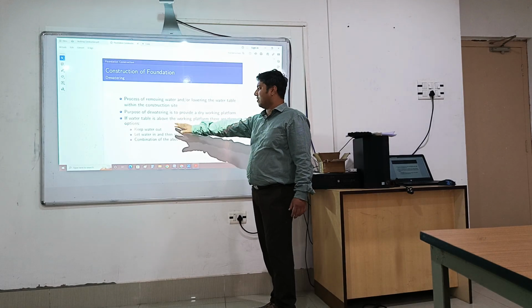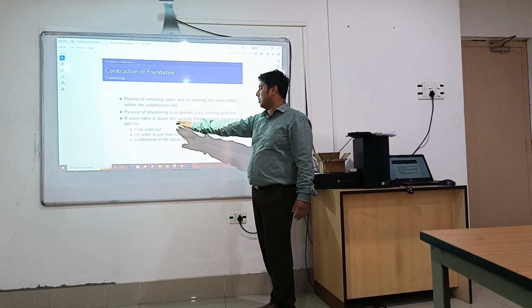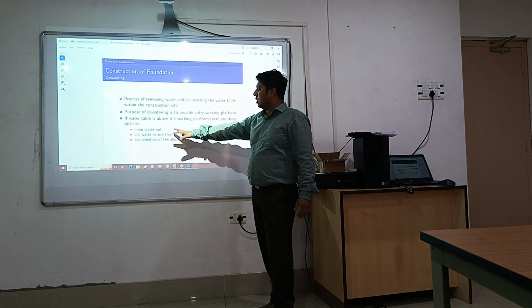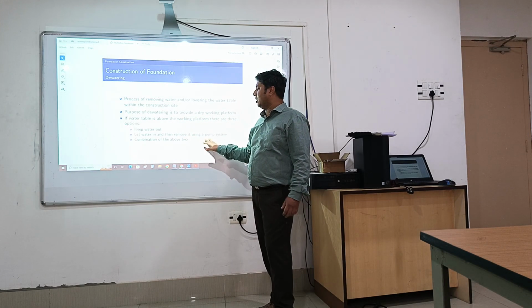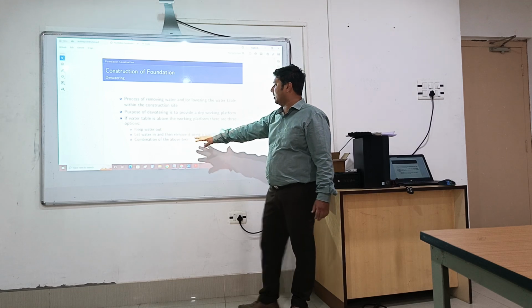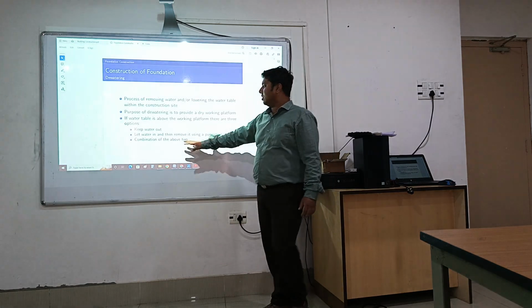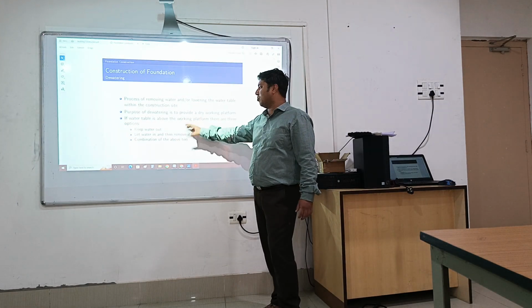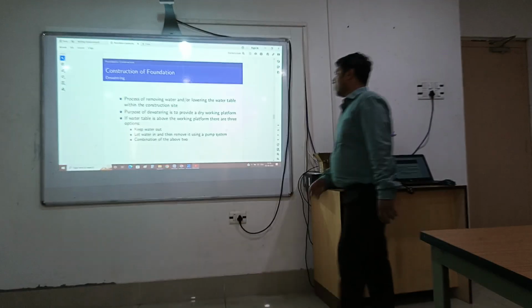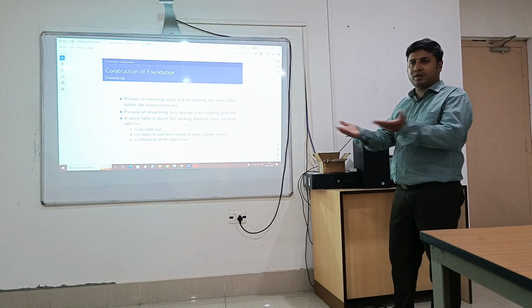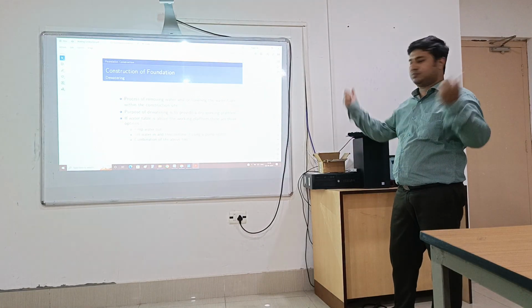Why might this happen? The water table is above the working platform. To keep the water out, dewatering will be required. Let the water in and then remove it using a pump system, and we can do the calculation of this, by keeping a platform where the work can be done, or otherwise we can remove the water.